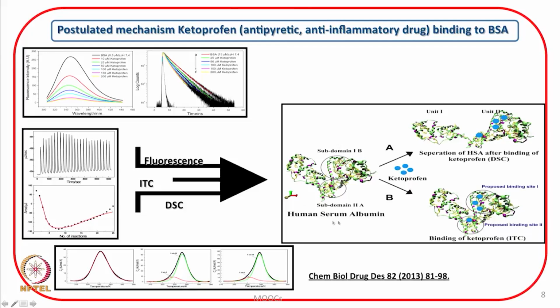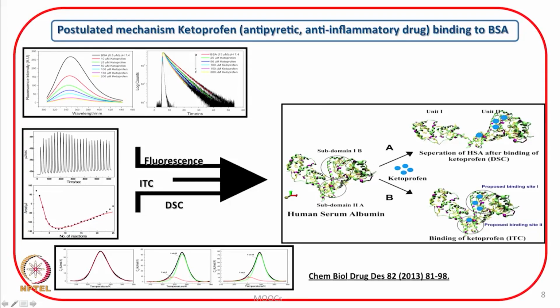This slide shows the binding of ketoprofen, which is an antipyretic, anti-inflammatory drug, to serum albumin. By the use of isothermal titration calorimetry, the binding site of ketoprofen on serum albumin can be identified. That means we can address this step where the ligand is going and binding.